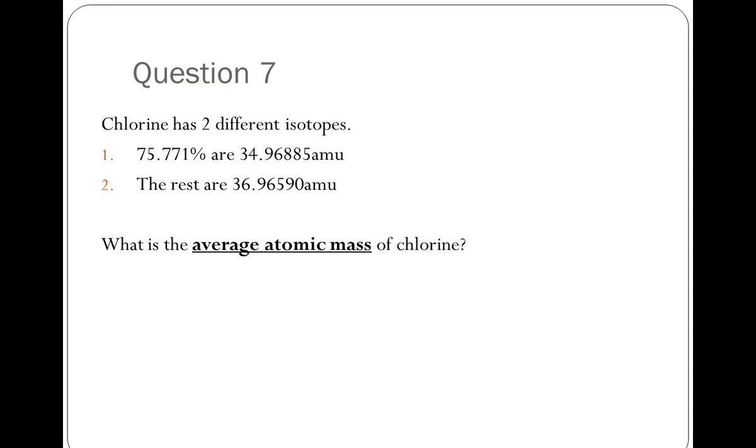Well, first you want to figure out the percentage of chlorine that is 36.96590. So make sure you do 100% minus 75.771%, and you get a value of 24.229%. Then you just calculate the weighted average, just like how we've been doing it the whole time.